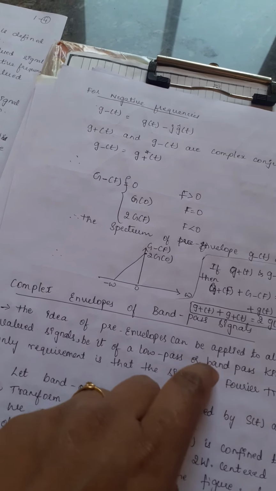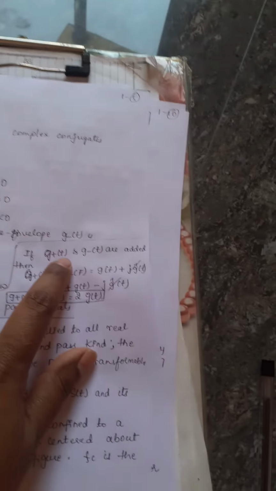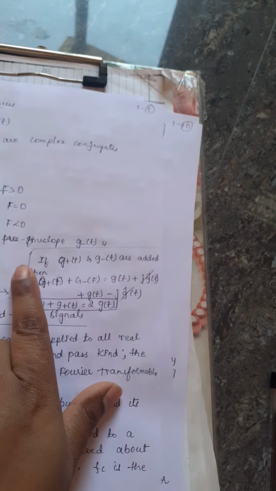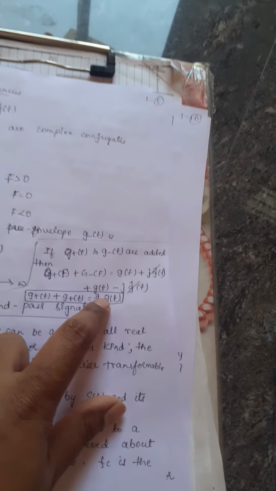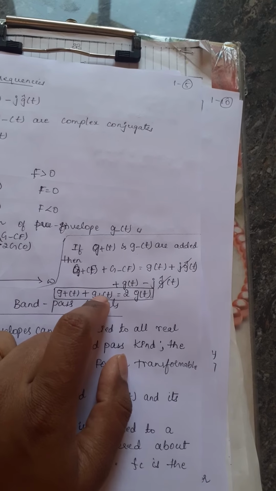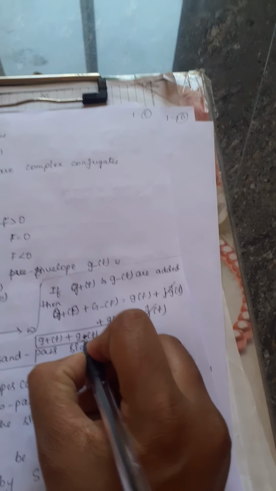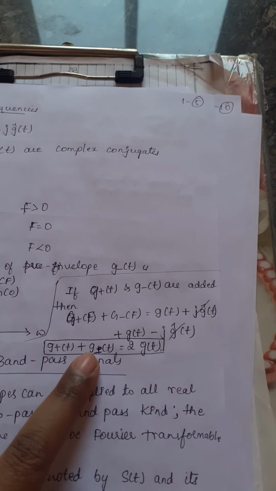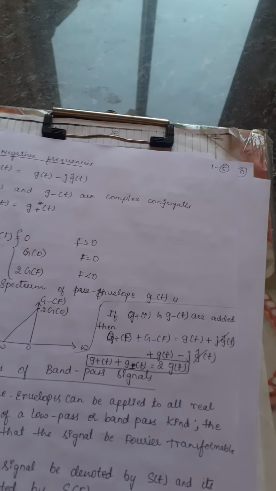If we add the signals g plus of t and g minus of t, we will get directly 2 into g of t only. That is, g plus of t plus g minus of t is equal to 2 into g of t.